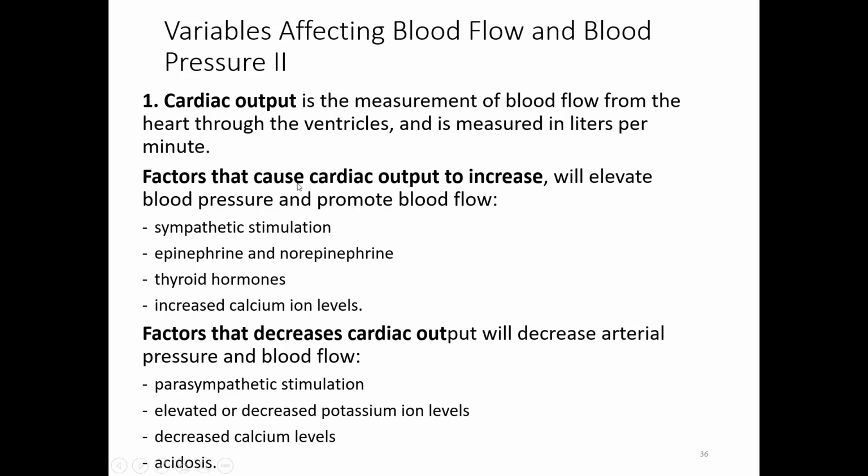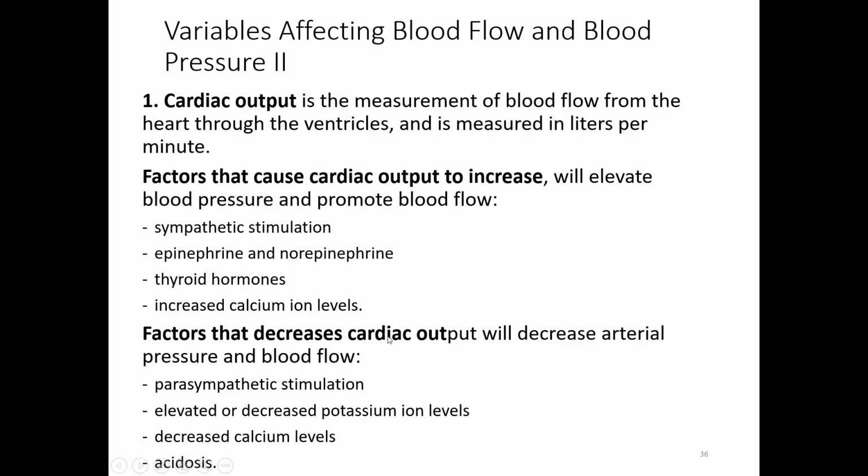Here are several factors that cause cardiac output to increase, and that will elevate blood pressure. Sympathetic stimulation, as well as production and release of epinephrine and norepinephrine by adrenal glands. Both of those happen during stress or physical activity. High level of thyroid hormones or increased level of calcium.